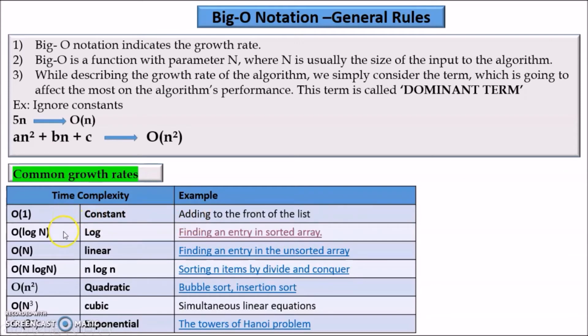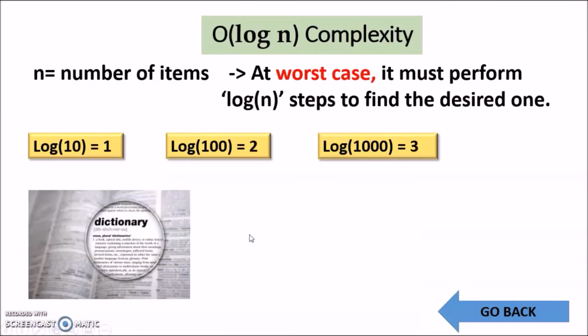Next, big O of log n. Here, as n, the input size, grows, your steps grow logarithmically, not exponentially. We'll see an example. Example is finding an entry in a sorted array. Okay, I have a sorted array. When I have a sorted array, how do I find my element? Like a binary search in a dictionary. Then, in this case, n is the number of items.